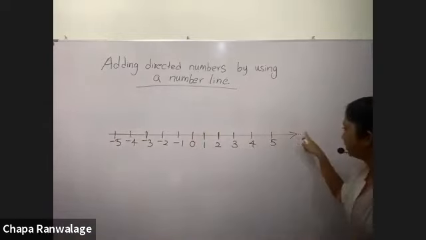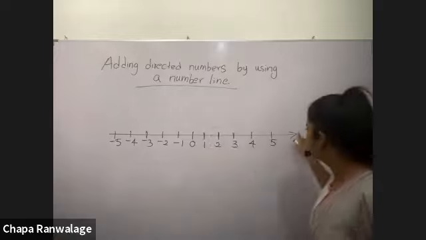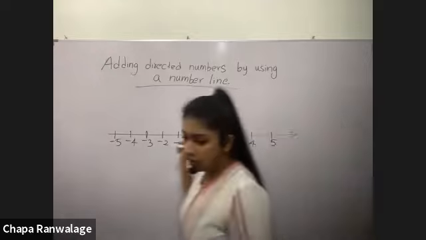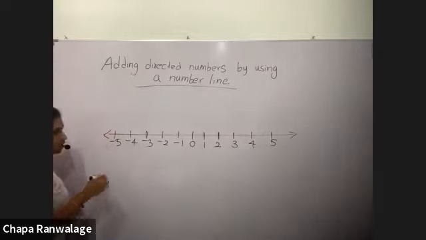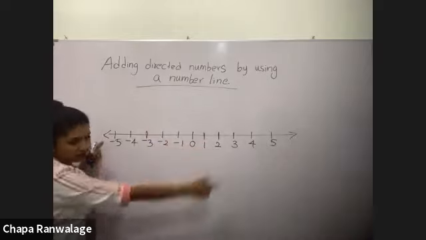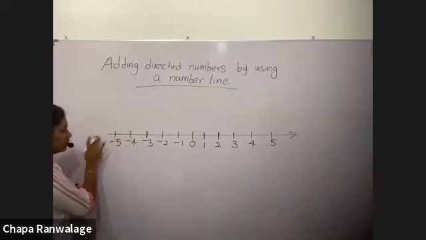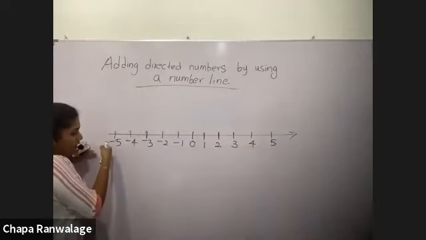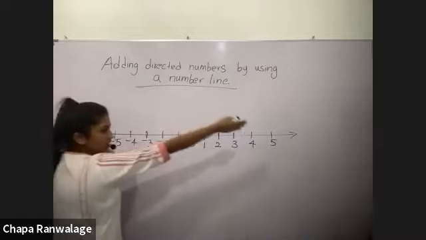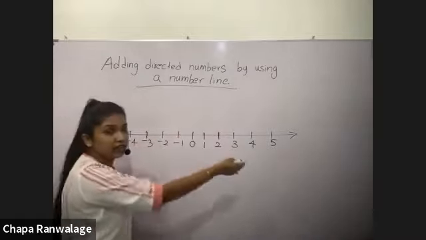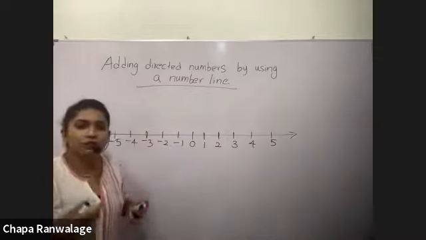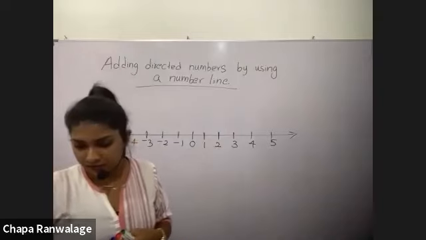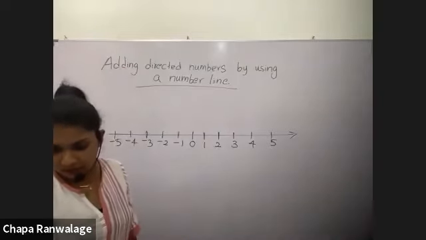Negative numbers. Normally we are putting this arrowhead at the right end of the number line. But sometimes we can put it on both sides. But normally in your textbook, you are using this one. When we are going from left to right, what happens to the values of the numbers? The values of the numbers are increasing.